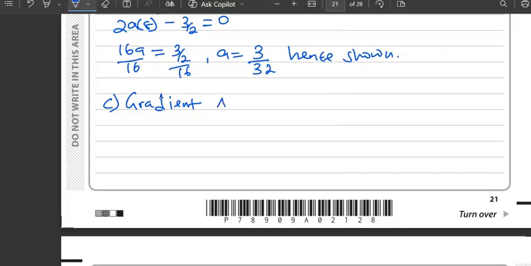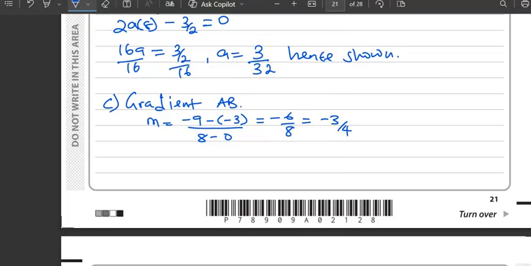Gradient over line AB. Gradient is given as change in y over change in x. Based on the coordinates we have, this will be equal to -9 minus 3, everything over 8 minus 0. When you simplify, this is the same as -6 over 8, and this equals -3 over 4. So already we have the gradient.